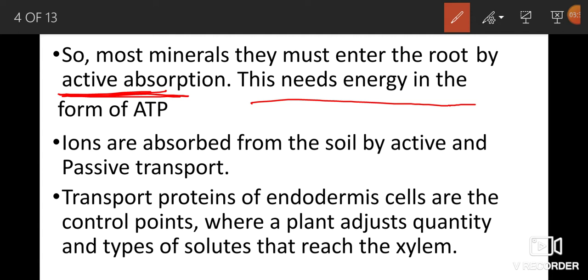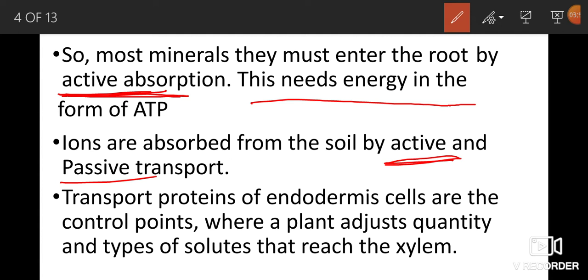Ions are absorbed from the soil by active and passive transport. Some move in passive mode and some require active transport. So ions are absorbed from the soil by active and passive transport.